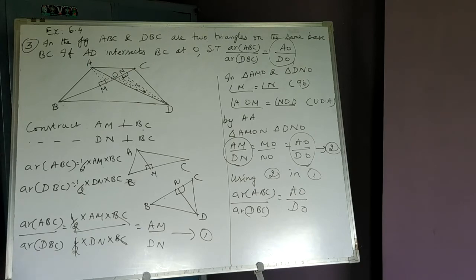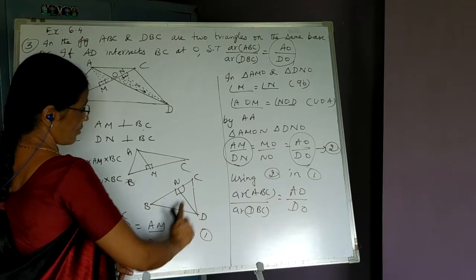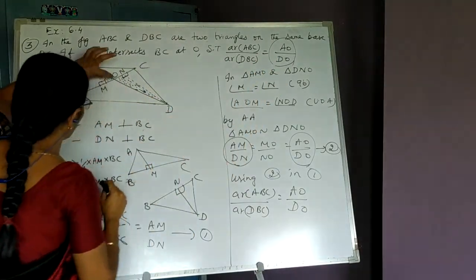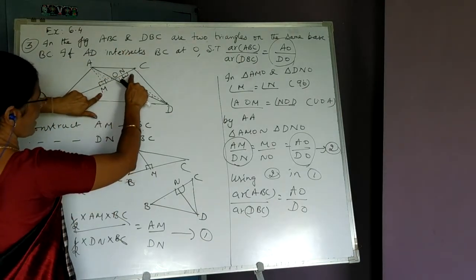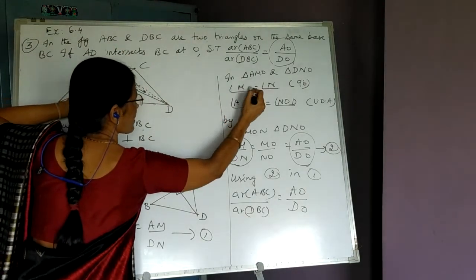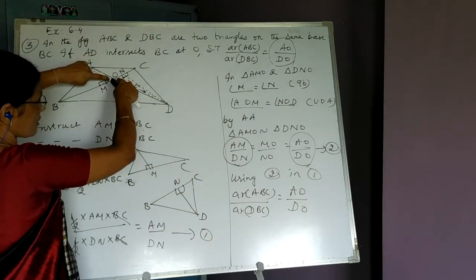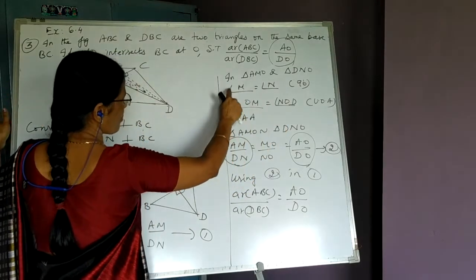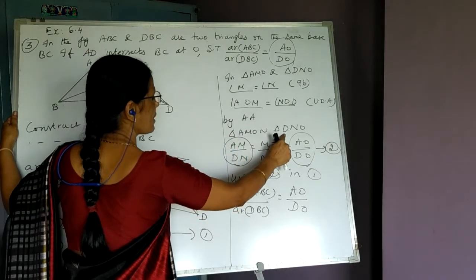AMO and triangle DNO. Because this is not the required result, we want to bring AO upon DO. For that, we have taken these two triangles. Remember, this M is 90 degree, N is 90 degree, therefore these two angles are equal. These two angles are vertically opposite angles, therefore these two angles are also equal. Because we have proved two angles are equal, by AA corollary the triangles are similar.